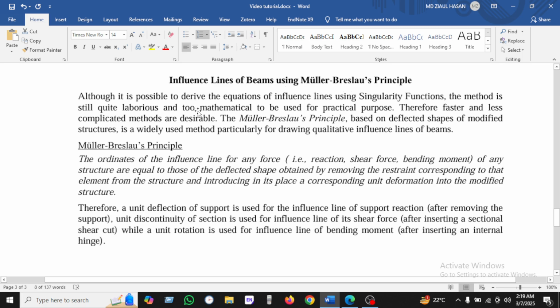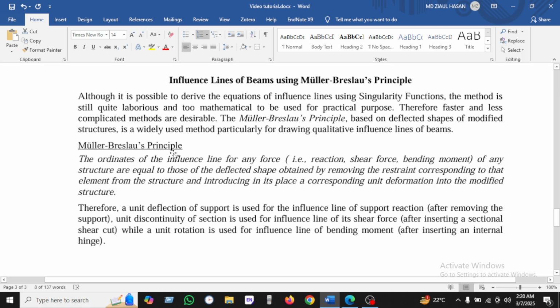Although it is possible to derive the equation of influence line using singularity function, so you can use singularity function, the method is still quite laborious and too mathematical to be used for practical purposes. Therefore, faster and less complicated methods are desirable. So the Müller-Breslau's principle is based on deflected shape. We can say the deflected shape of the loaded structure is used as a method particularly for deriving quantities of the influence line of the beam.